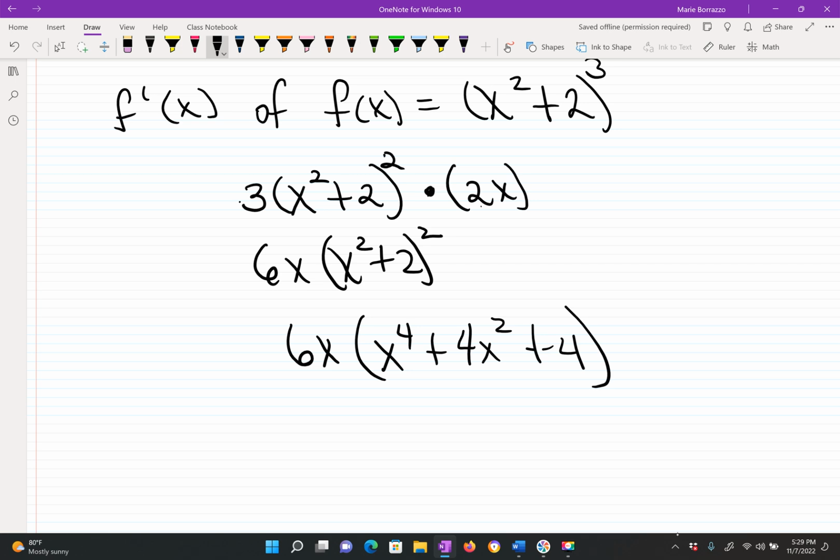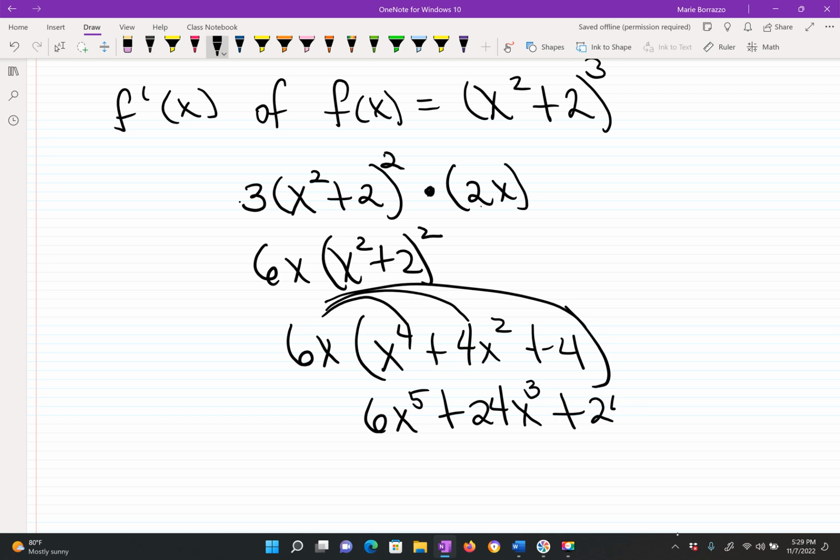And so if I distribute the 6x, I now have 6x to the 5th plus 24x cubed plus 24x. That should be what we need. This is the first derivative.